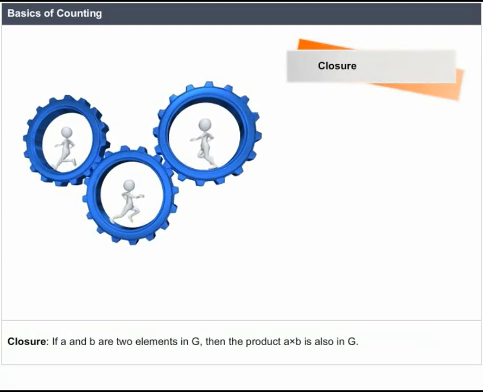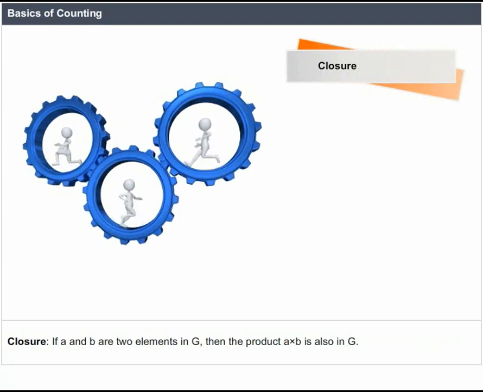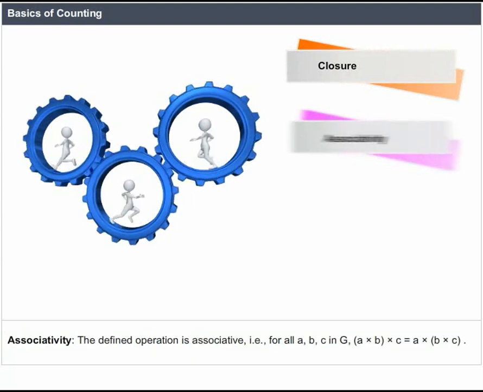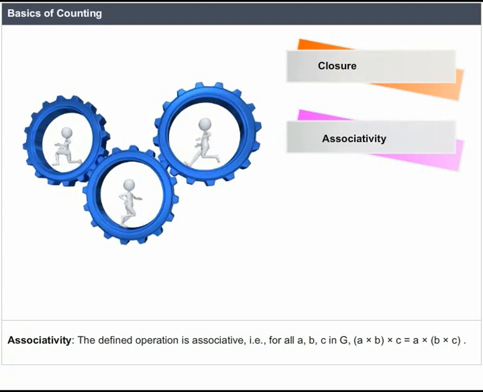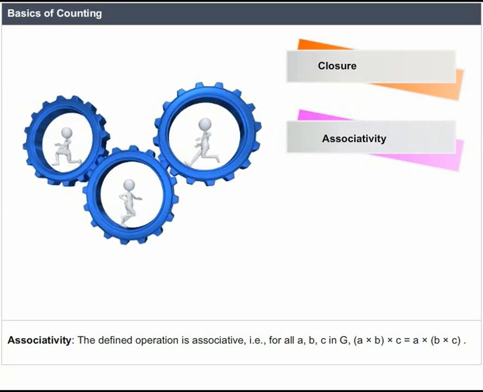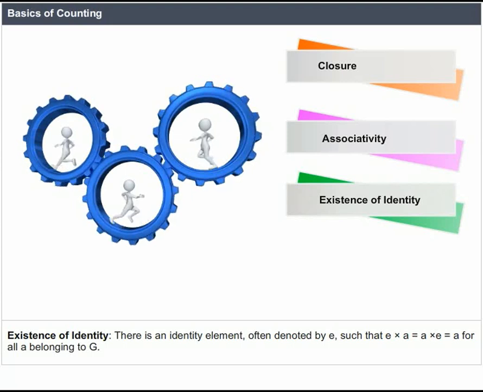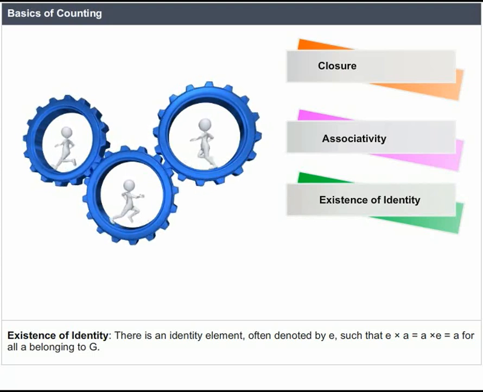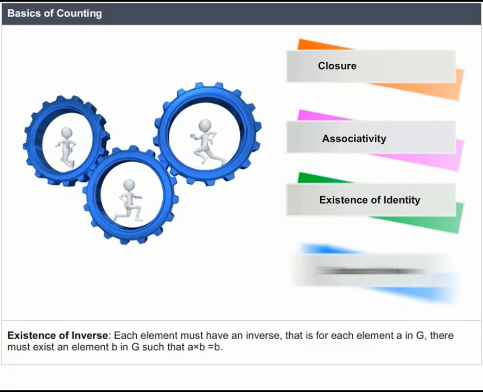Number 1. Closure. If A and B are 2 elements in G, then the product A cross B is also in G. Number 2. Associativity. The defined operation is associative: for all A, B, C in G, (A cross B) cross C equals A cross (B cross C). Number 3. Existence of identity. There is an identity element, often denoted by E, such that E cross A equals A cross E equals A for all A belonging to G.